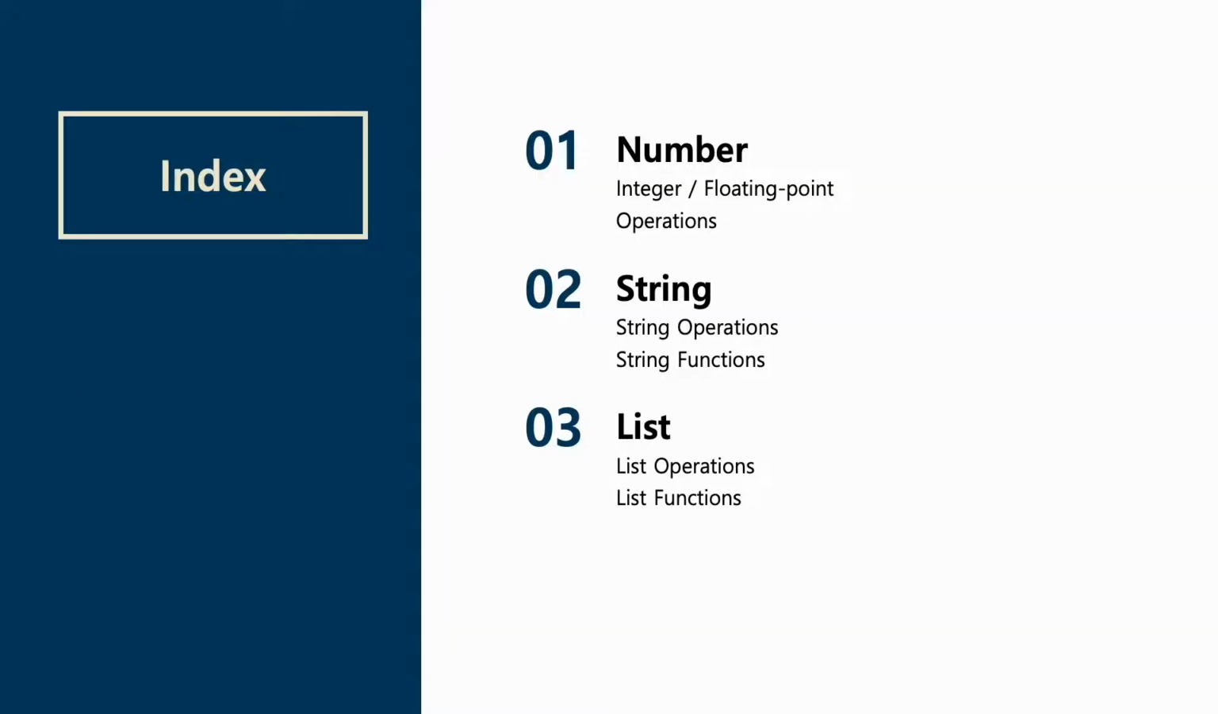Here is today's lecture index. To begin with, we will learn about data types for numbers, such as integer and floating point. We will also learn about operations to compute these numbers. Next, we are going to learn the string data type and its operations and functions. Finally, we will learn about the list data type and its operations and functions. Throughout this lecture, we are going to learn about various operations and functions for data types. And since several examples are presented, it would be better if you practice these examples.